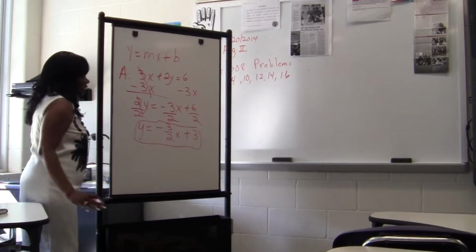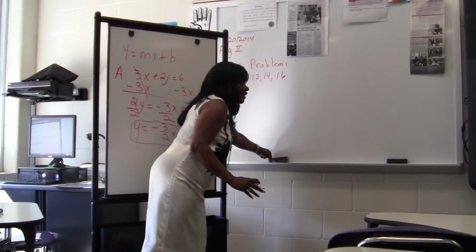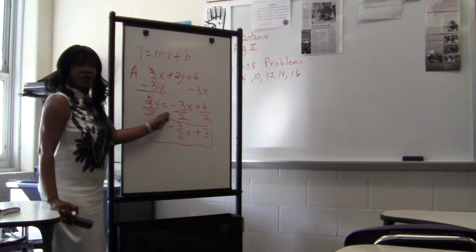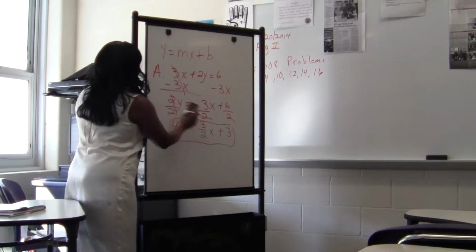Okay. A's gone. Now let's work with B, because why would I eliminate A? Because it has a negative 3 over 2. Let's look at B.